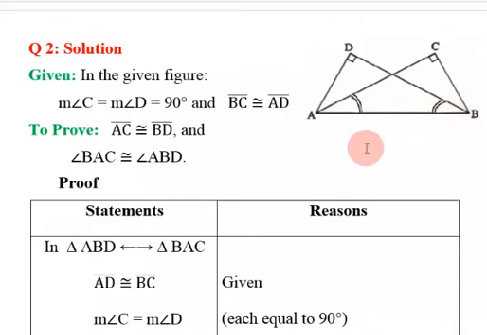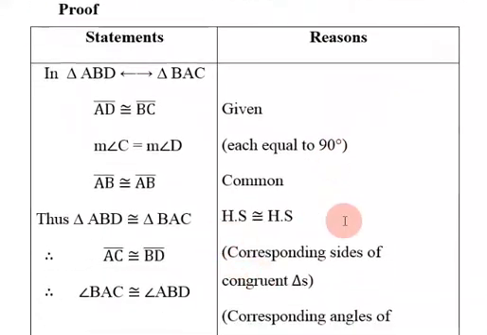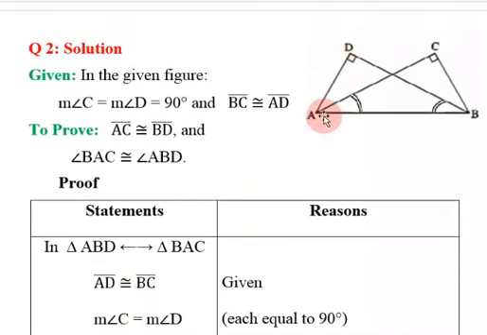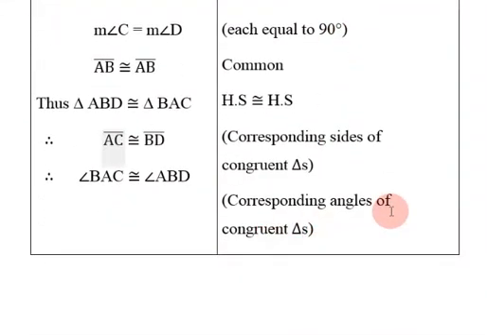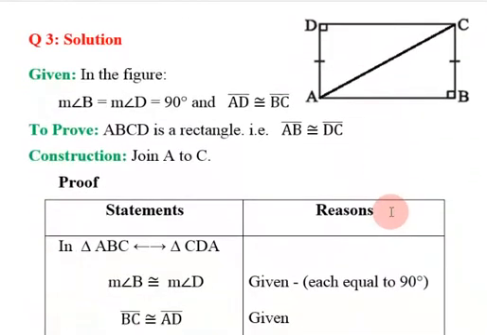So again, by using the hypotenuse and side postulate, we are saying that the two given triangles are congruent, and in this way we can say that the AC is congruent to BD and the angle BAC is congruent to the angle ABD. These are the corresponding sides of congruent triangles and these are the corresponding angles of the congruent triangles.